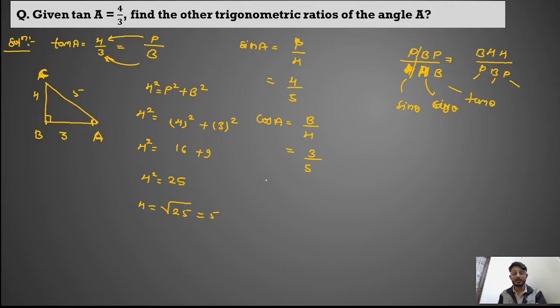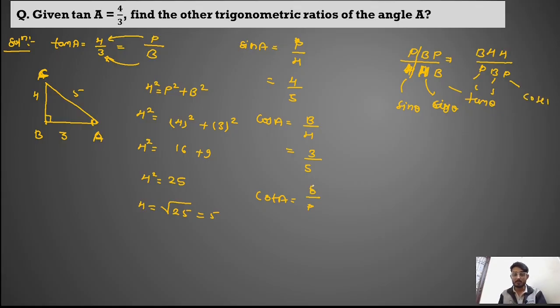Tan we already have in the question, and cot A equals the reciprocal of tan A, or you can also write cot equals base upon perpendicular. This one is cot, this one is sec, and this one is cosec.